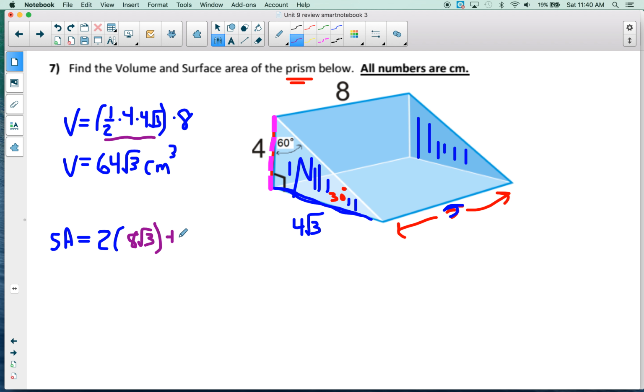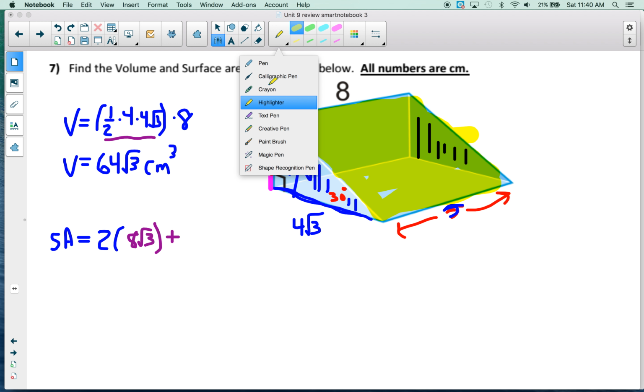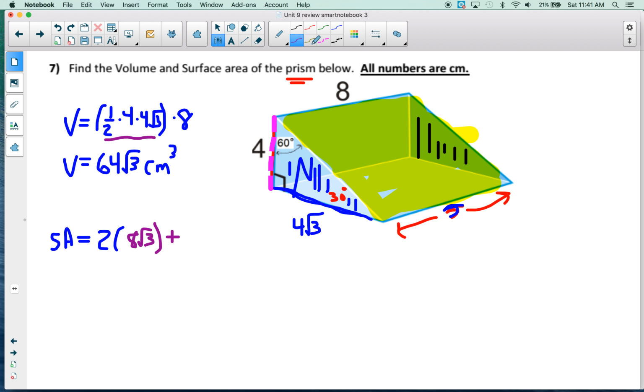Plus what? 3 rectangles. And you can kind of see them. I'll see if I can highlight them. Maybe that might work better. So there's this yellow one here, the slant, like a ramp. Like if you had a bike and you were riding up a ramp. See this yellow one? That is one of the sides. And that one is 8 by the hypotenuse.